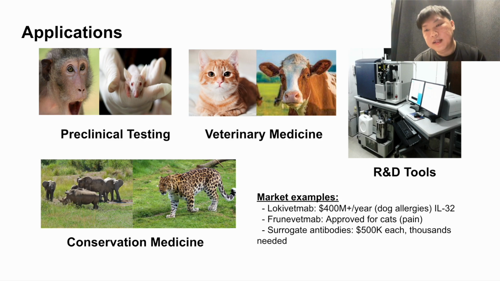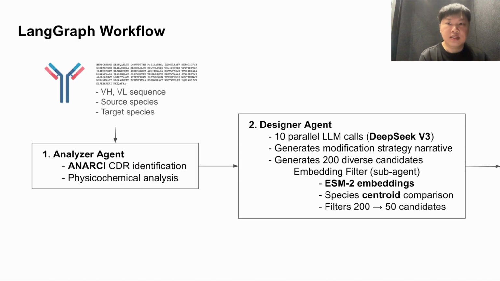Underneath AMPSA, we have 4 agents. The user inputs the heavy chain and light chain sequences, and then tells us the source and the target species. Then the agents will start working. The analyzer agent will first understand the structures and use ANARCI to identify the CDRs.